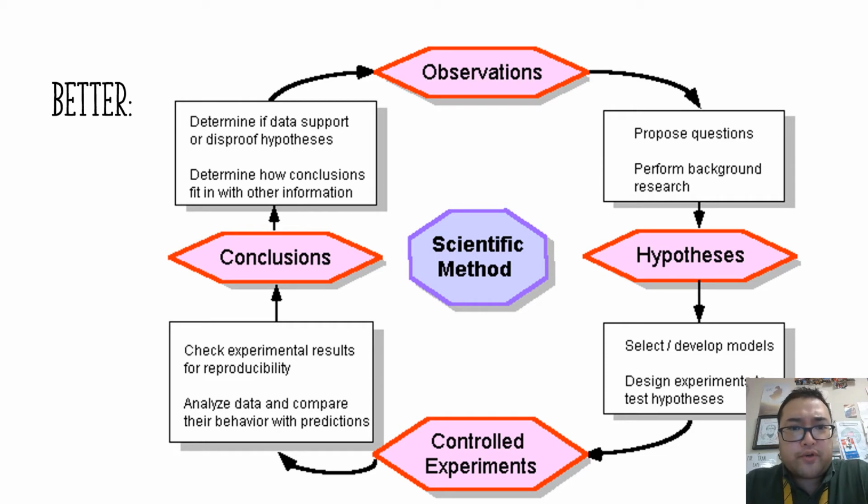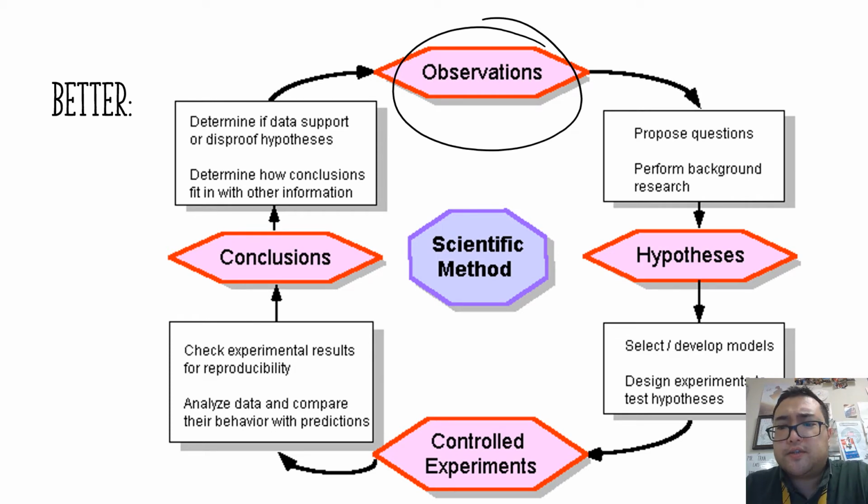So a better version of the scientific method is starting off with observations. We move on into asking questions, and this leads to forming a hypothesis. And then we have a method of designing an experiment and then performing that controlled experiment. And from analyzing that data, we can make appropriate conclusions. And again, it's a cycle and it looks like a cycle.